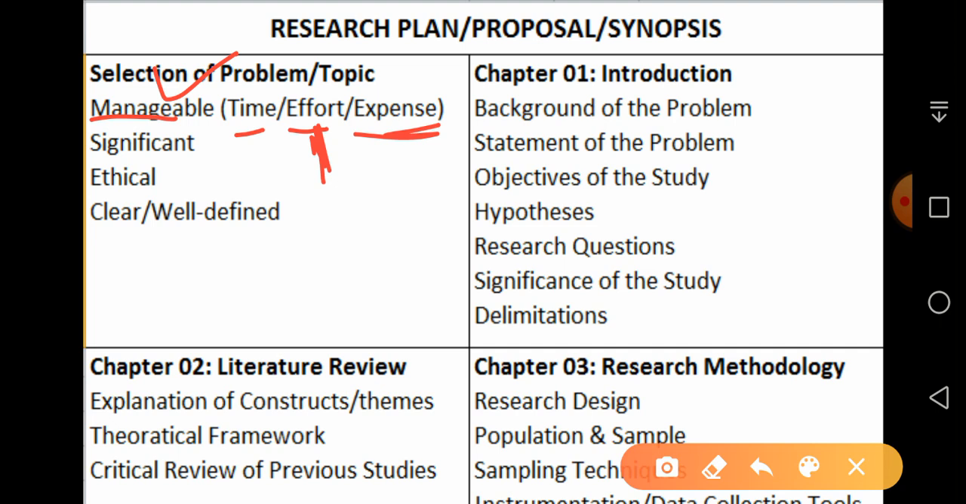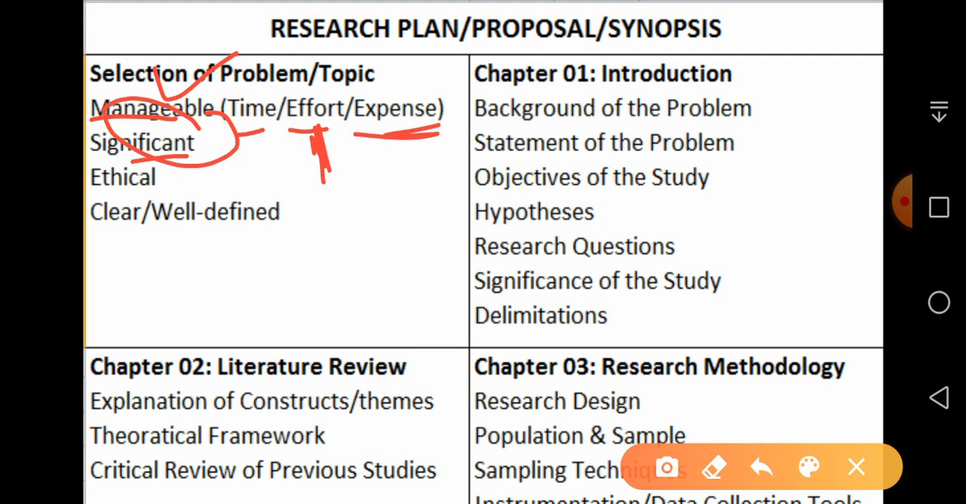The second one is that the problem you select has to be significant. Significant means that it must contribute. Someone must benefit from your effort, from your energy. You have put in a lot of energy in finding a solution to a problem, a technical problem, an educational problem. So who is going to benefit from the findings? Someone must be there who should benefit from your research, or whatever you have found, it must contribute something to the body of knowledge already existent in the world.